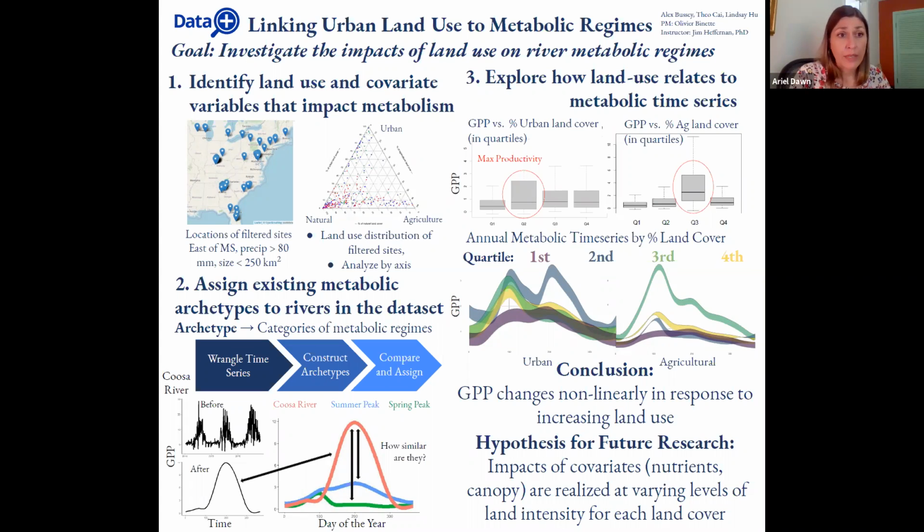Another question from Miranda. Were you surprised by anything that you found in the data? I think one thing that we didn't necessarily expect was that we expected a more linear trend. We would expect that with more urbanization, GPP would go down, because it seems intuitive that urbanization will negatively impact the ecosystem. But that's not exactly what we saw.